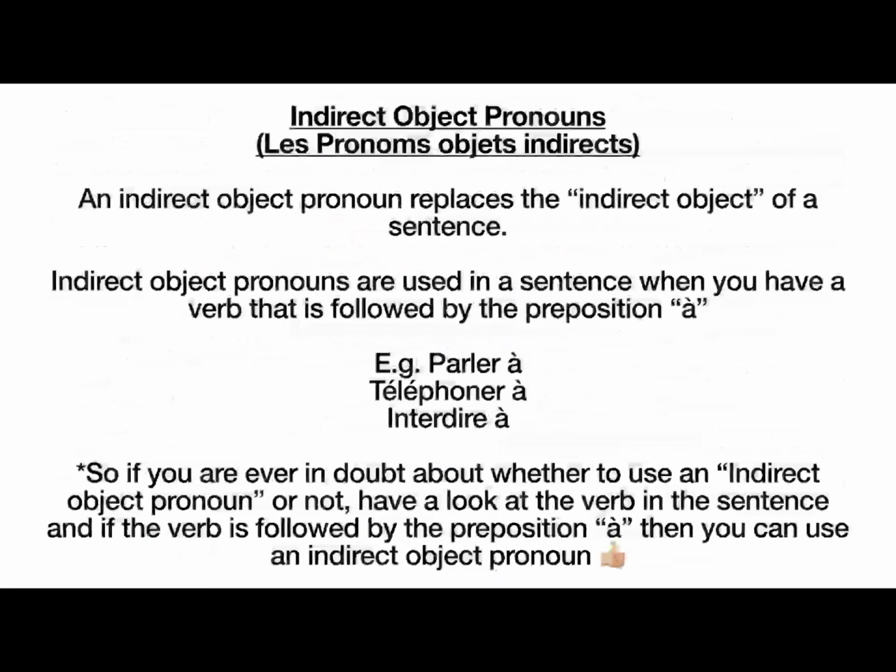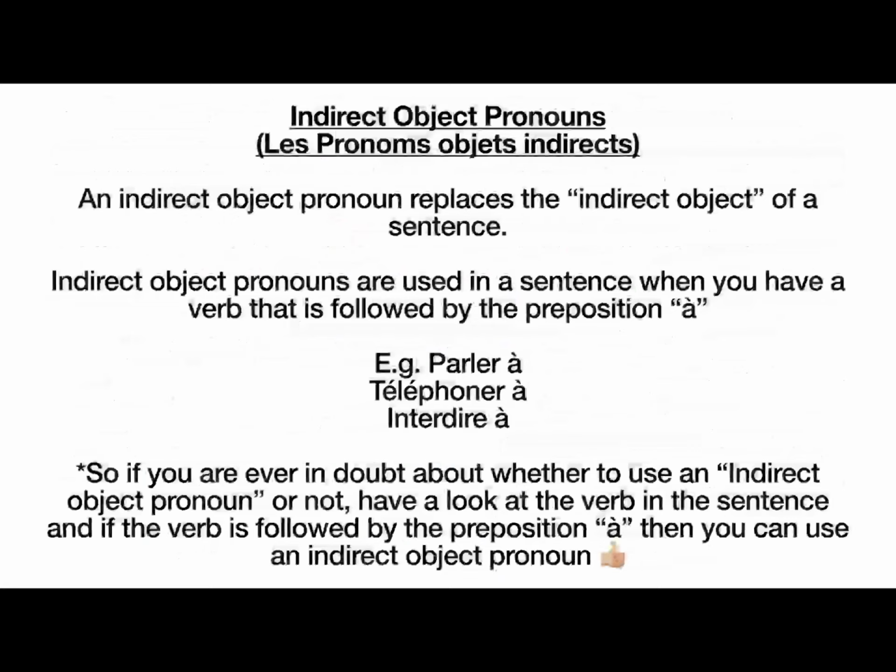Indirect object pronouns are the next ones. Now remember, you've just learned a direct object pronoun replaces the direct object of a sentence. I love films. She loves popcorn. We love France. Okay, and the direct object pronouns are me, te, le, la, nous, vous, les. The indirect object pronouns are something similar. They look kind of similar to the direct object pronouns. So what are indirect object pronouns?